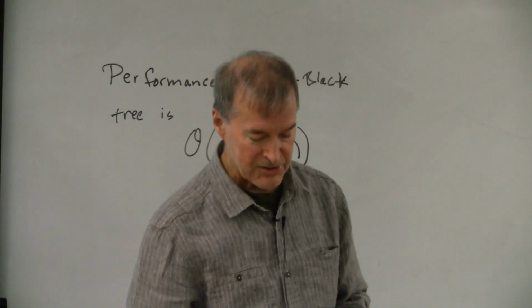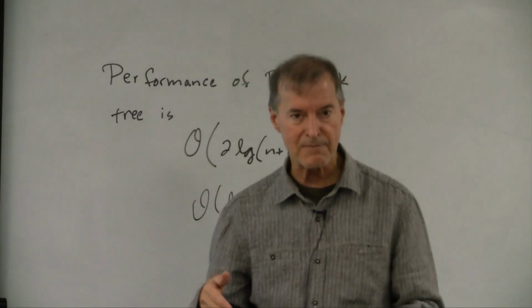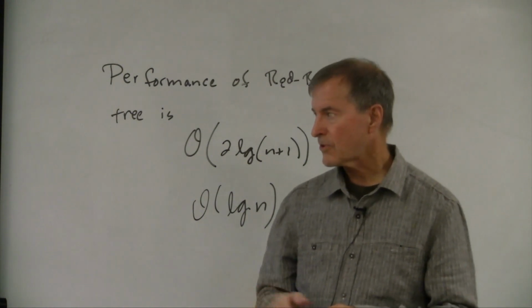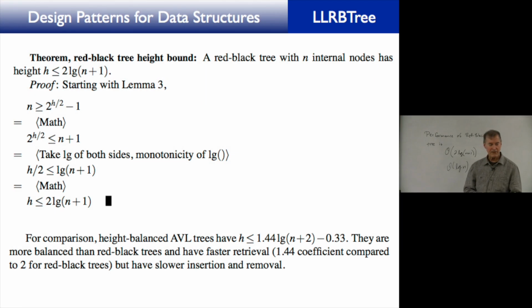And here's an interesting fact. Remember we said there were different kinds of height-balanced trees. Do you remember what AVL stands for? Adelson-Velsky and Landis. For comparison, the height-balanced AVL trees have h less than or equal to 1.44 log n plus 2 minus 0.33. If you learn that algorithm and analyze it, there are proofs. All this is part of the data structures literature and well-known results.